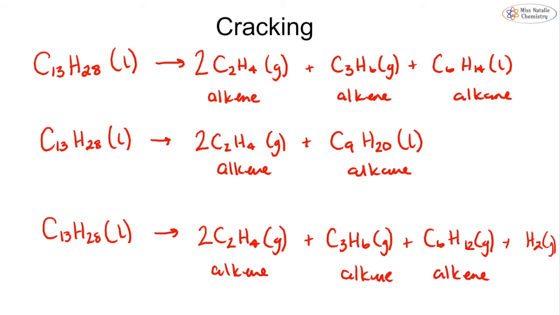Now, a typical question for this, as I said, they may give you the C13H28 and they would give you 2 out of the 3 products and ask you to identify the third. And it is as simple as seeing what the difference in the number of carbons and hydrogens are on both sides. So you can figure out how many carbons you have and subtract that from how many you should have. And that would tell you what the missing product is.